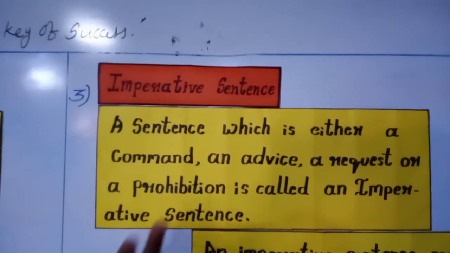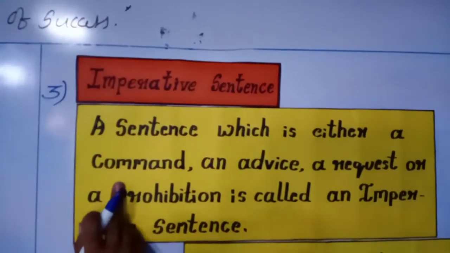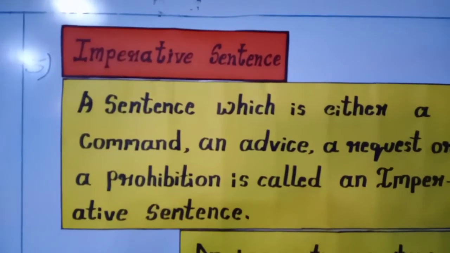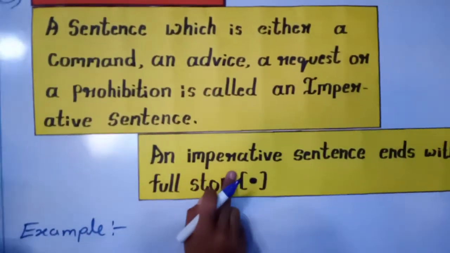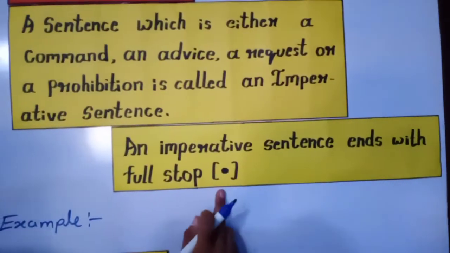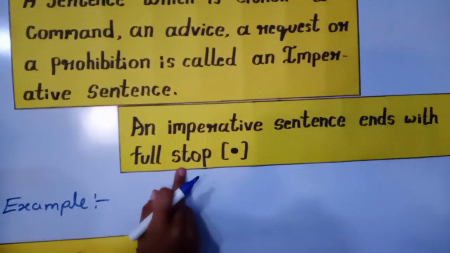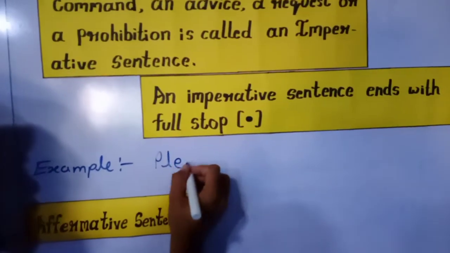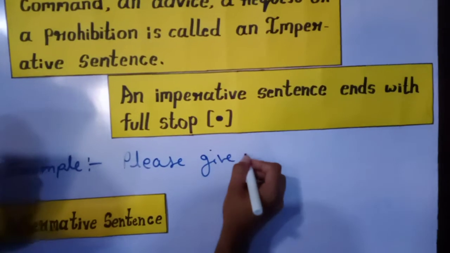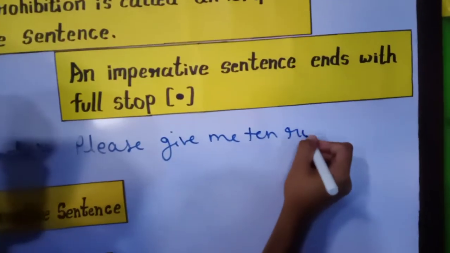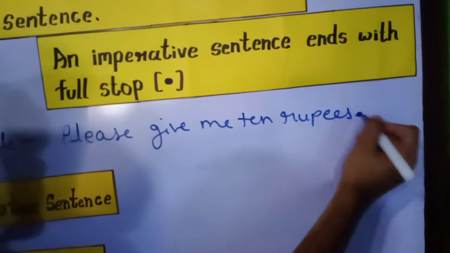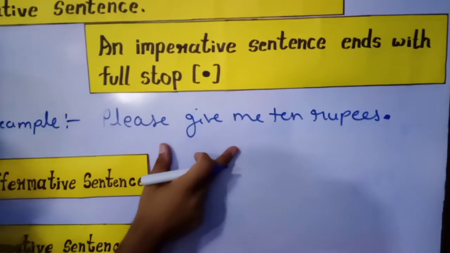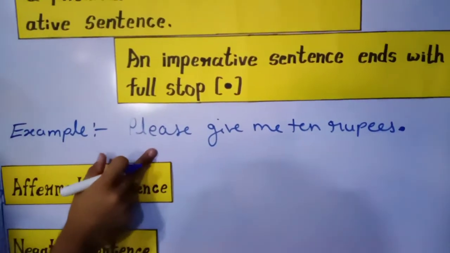Once again, these things you have to remember. Command, an advice, a request or prohibitions is called an imperative sentence. And an imperative sentence ends with full stop. At the end of the sentence we have to write full stop. So let's see the example. Please give me 10 rupees. Here I am requesting to them for the 10 rupees. So this is called an imperative sentence.